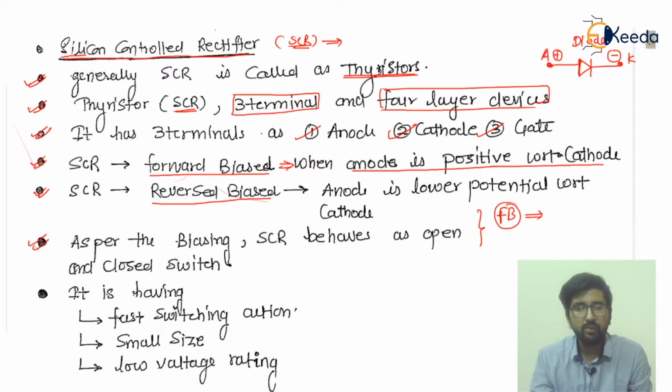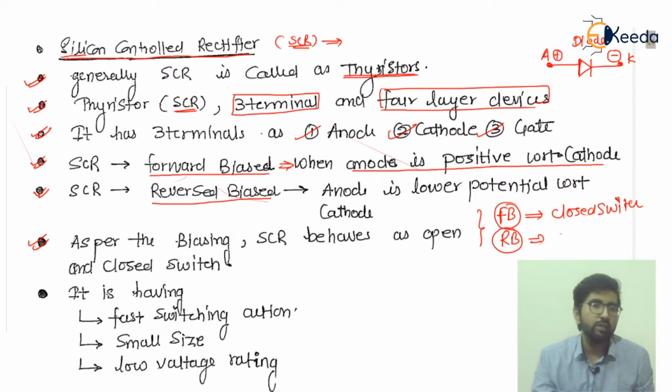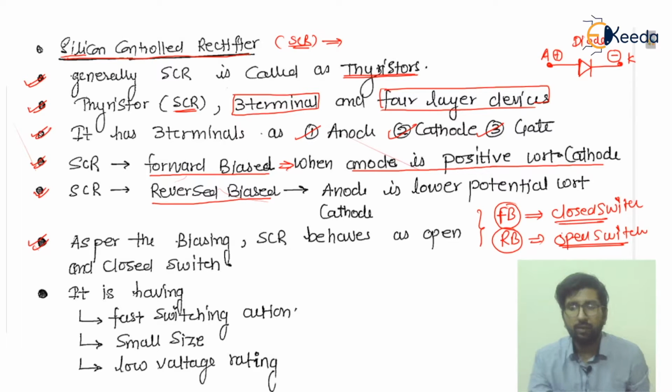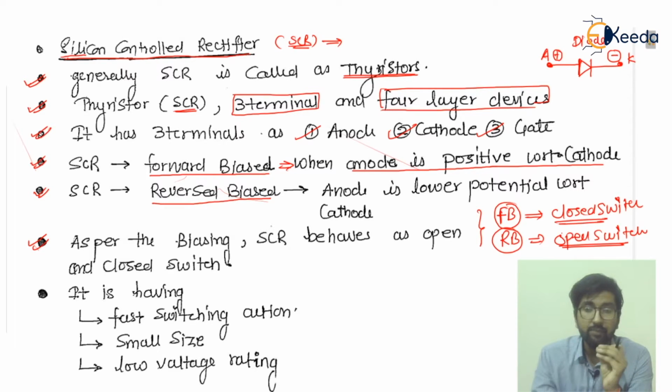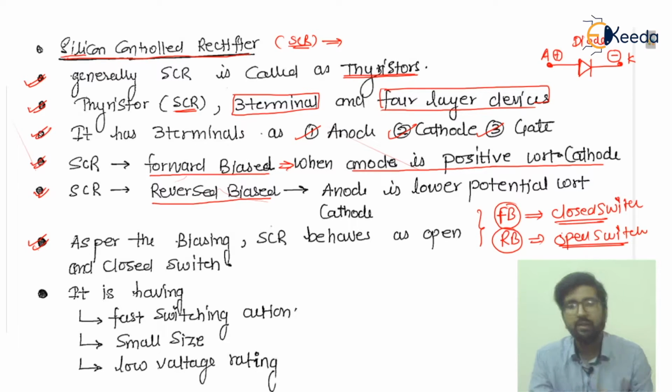I can omit that. If we talk about the forward bias, then it will behave as a closed switch. And if it is reverse biased, then it will obviously be an open switch. In an open switch, there is no flow of current. So that is for the biasing scheme. It is written that the SCR behaves as an open and a closed switch as per our bias scheme. Biasing is actually of two types: one is forward biased and the other is reverse biased.